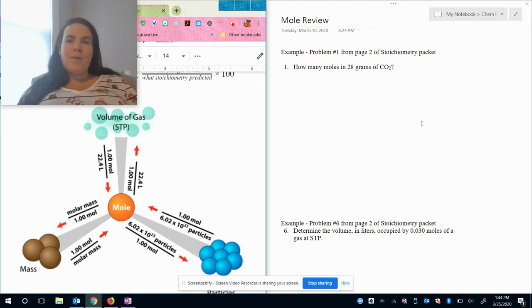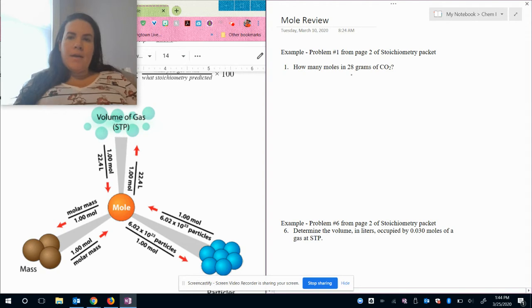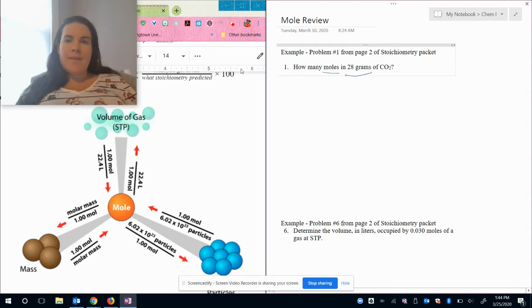And if we look at the problem, we can see that the starting value is in grams, and we're looking for moles. So over here on our diagram, we start with mass, that's what grams is, and we're heading towards moles. So our fraction that we use after the starting value is going to be this one, 1 mole over the molar mass. And the molar mass we add up from the periodic table.